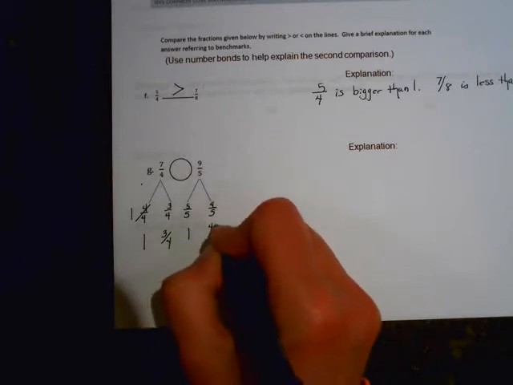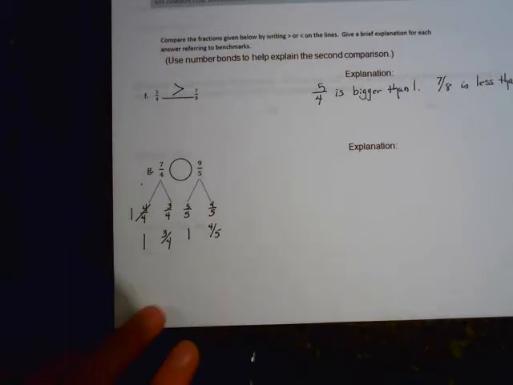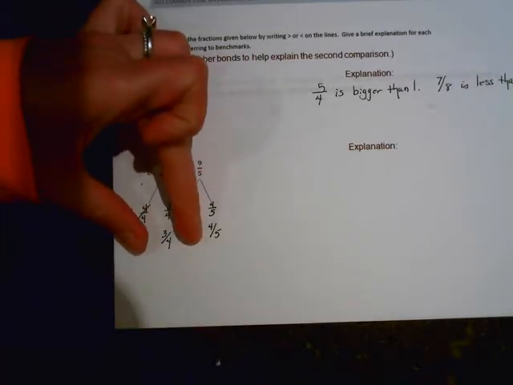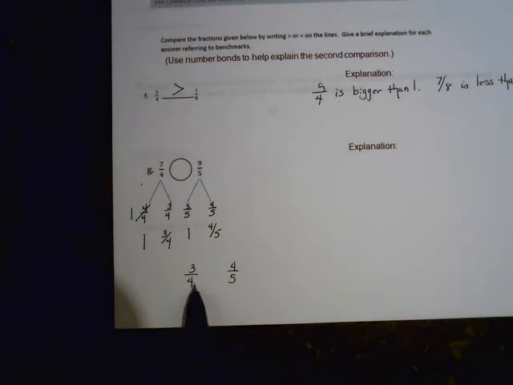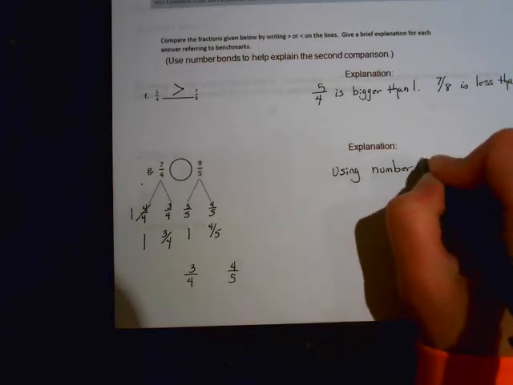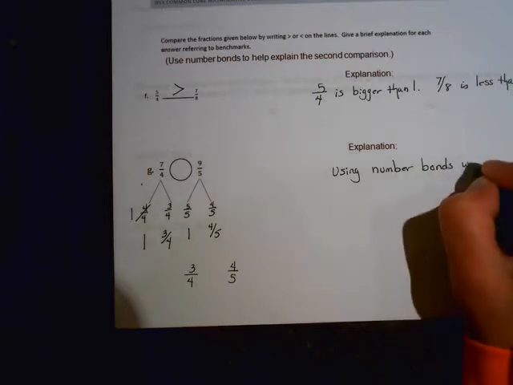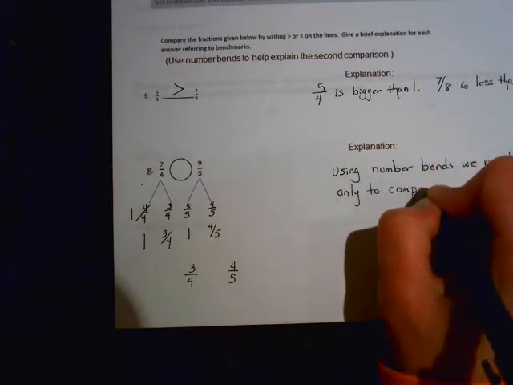All right, so now we're comparing 1 and 3/4 and 1 and 4/5. So the ones are equal, so we can take those out of the equation, and now we just need to compare 3/4 and 4/5. Now do you see these are both one piece away from a whole? Since these are smaller pieces, the one missing piece is small, so this number will be closer to the 1. Right? So using number bonds, we need only to compare 3/4 and 4/5.